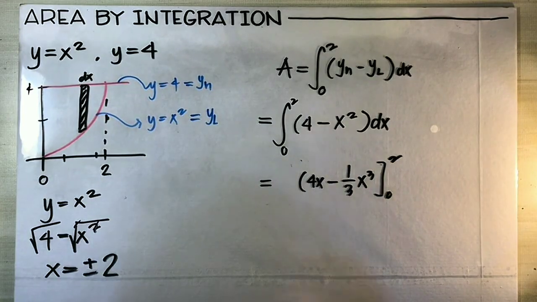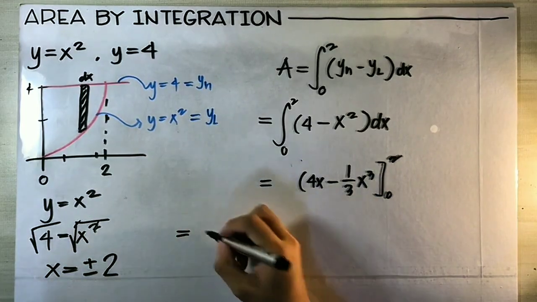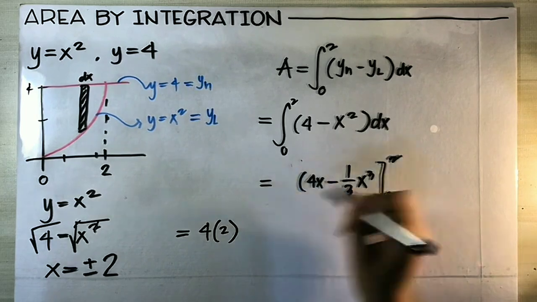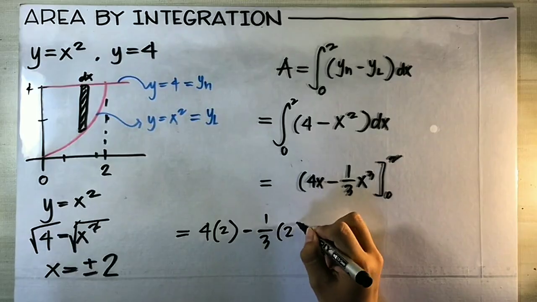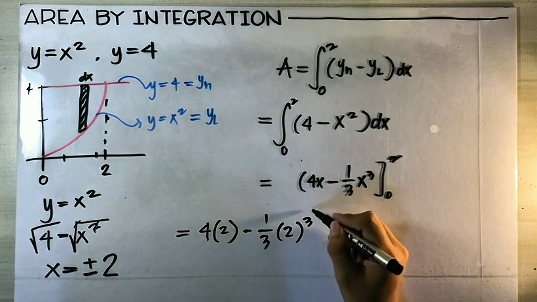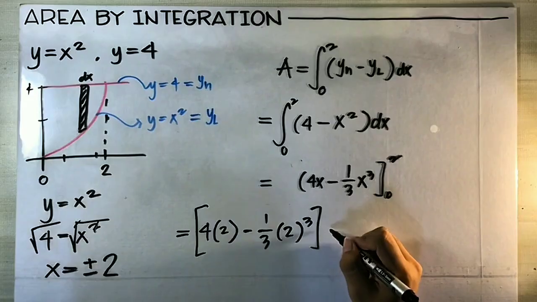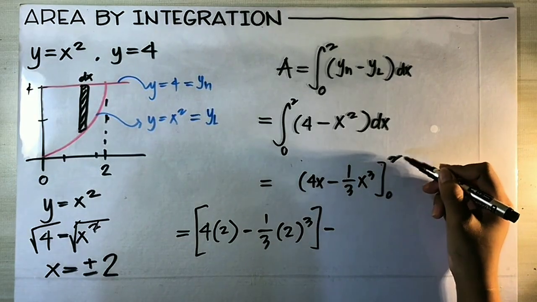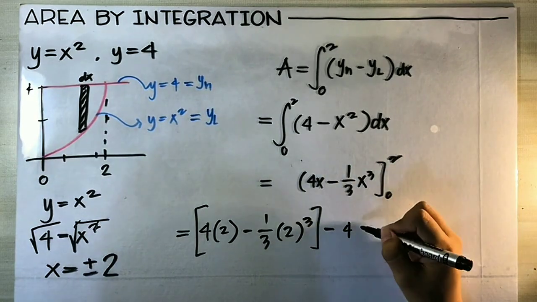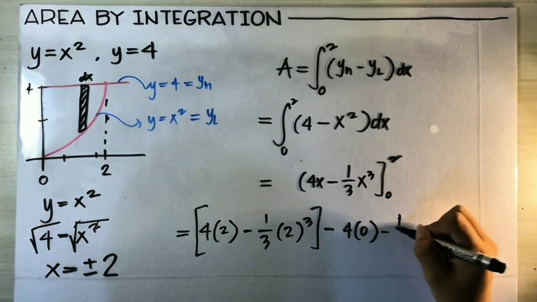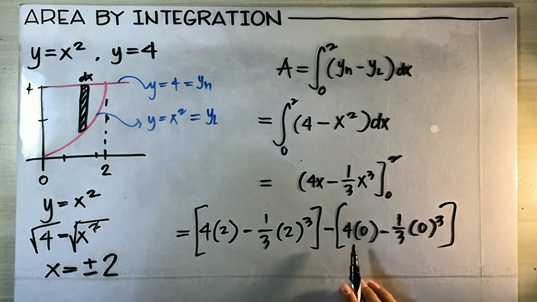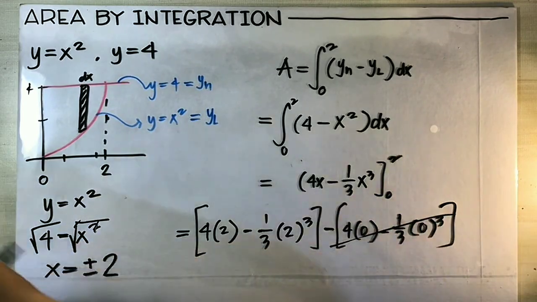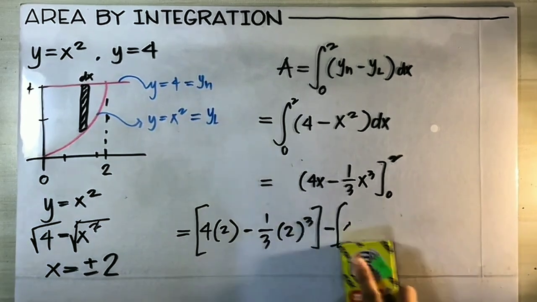And now we are going to put the limits on here. So that is equal to 4 times 2 minus 1/3 times 2 cubed, minus, we're done with 2, now we put the 0. So 4 times 0 minus 1/3 times 0 cubed. So we know, since it is 0, this is cancelled. So we don't have to put this one.